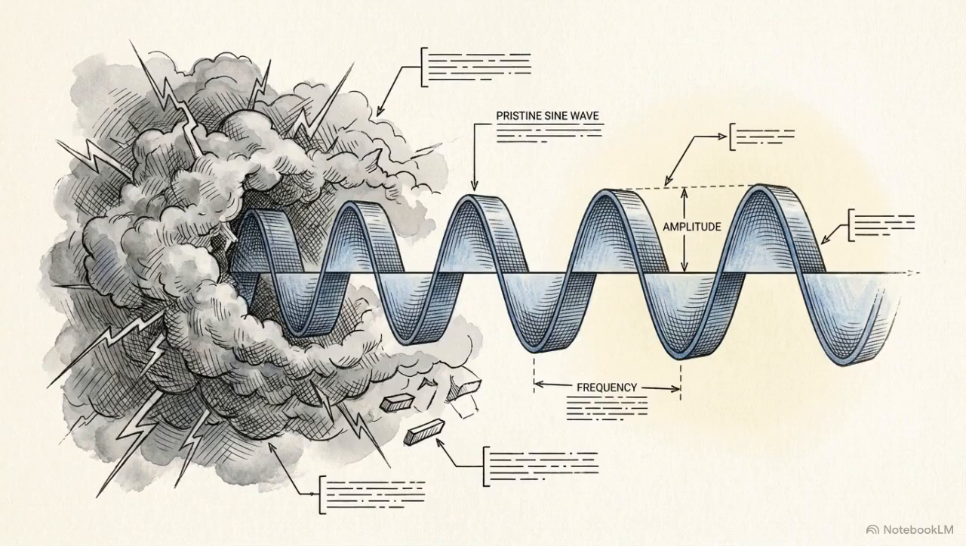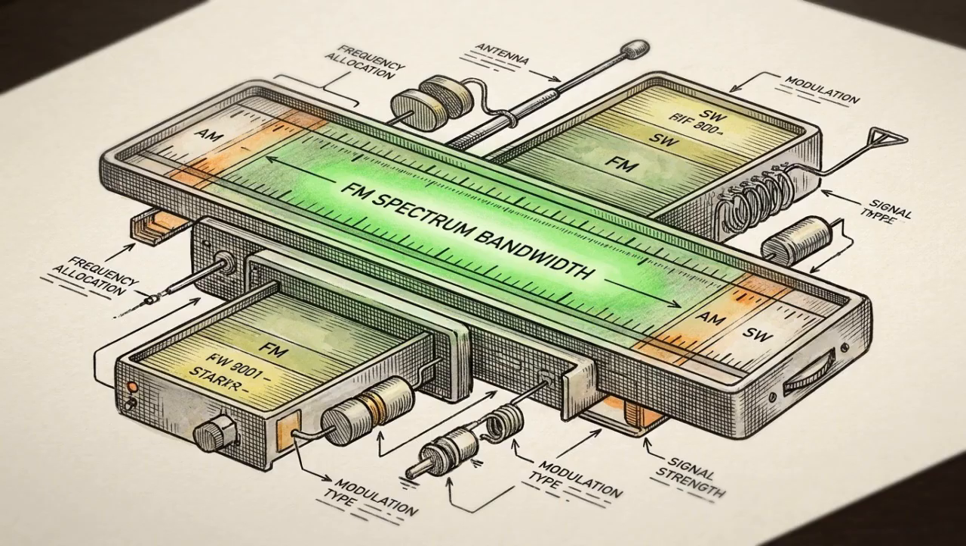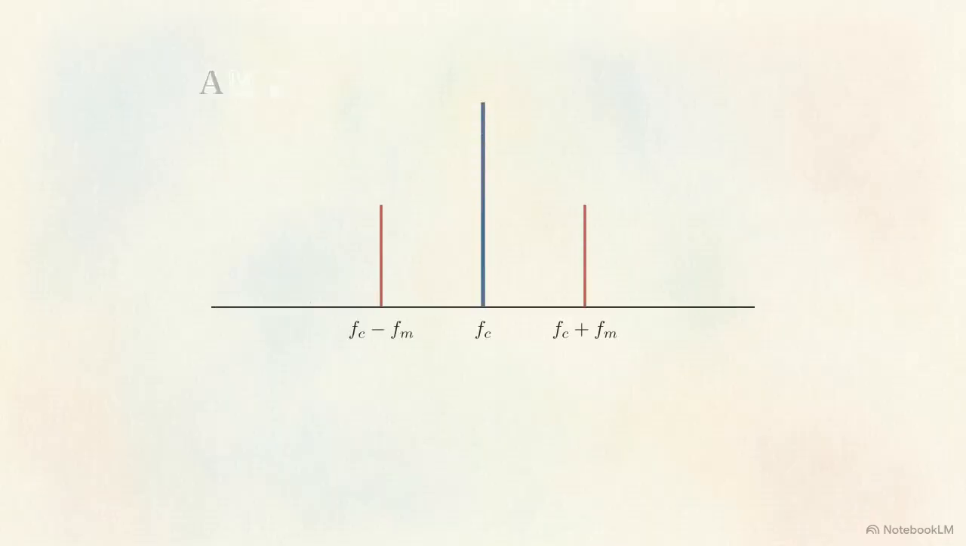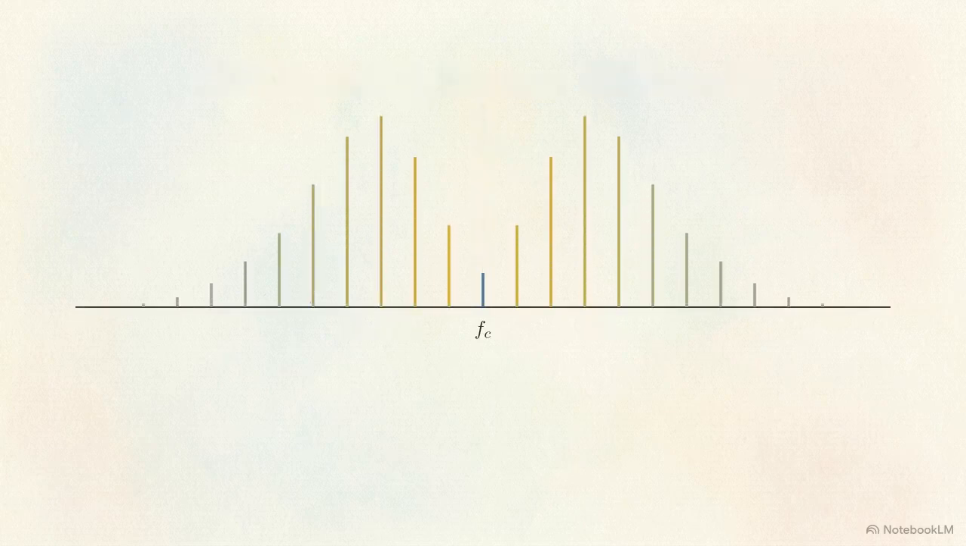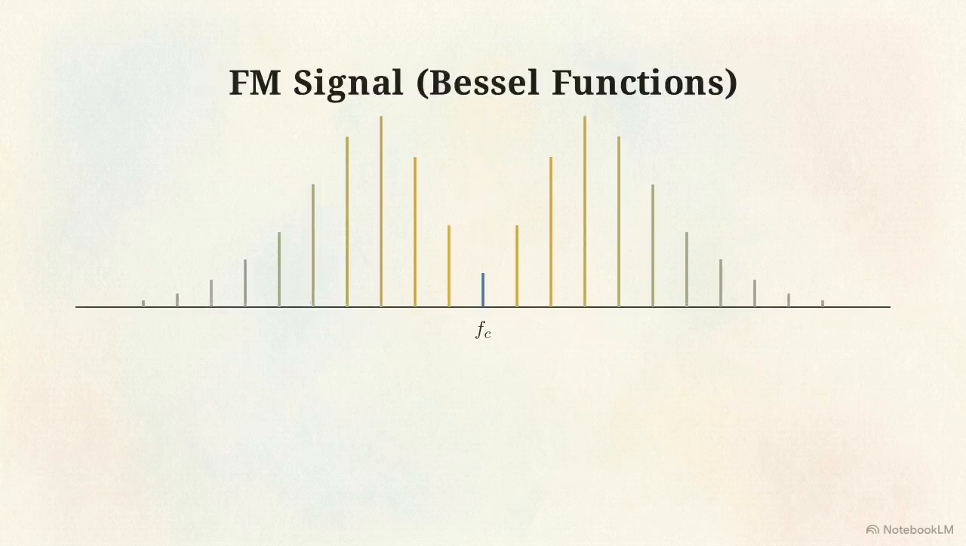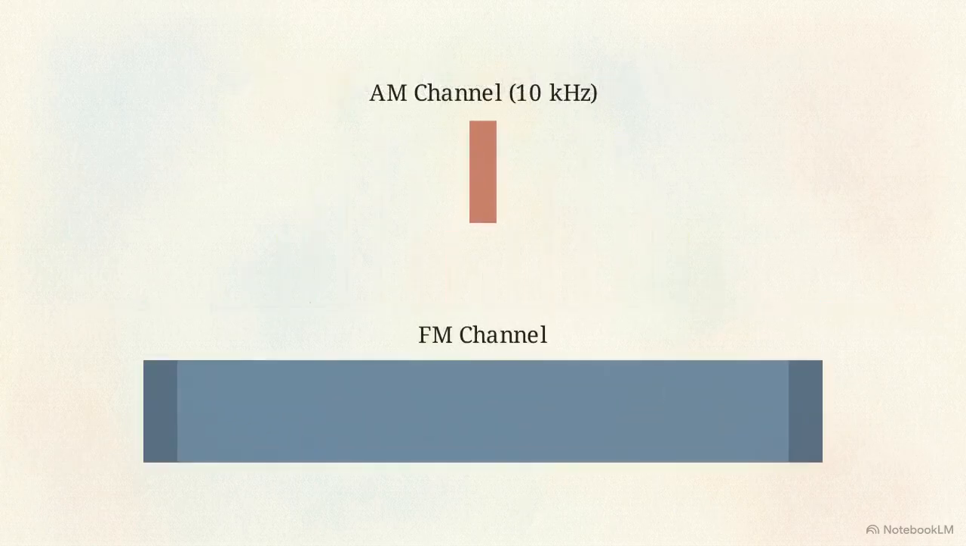These mechanisms provide exceptional clarity, but they extract a physical cost. FM's noise immunity requires a significantly wider consumption of the radio spectrum. While an AM signal produces just 2 narrow sidebands, frequency modulation generates a vast, theoretically infinite array of significant sidebands, distributed according to complex mathematical series, known as Bessel functions.